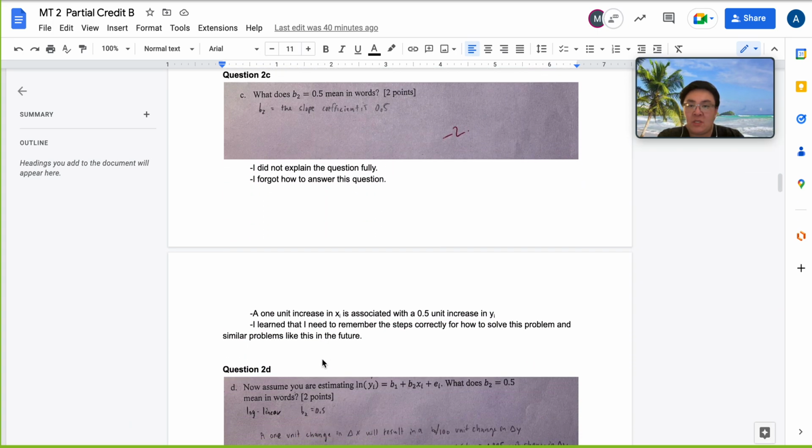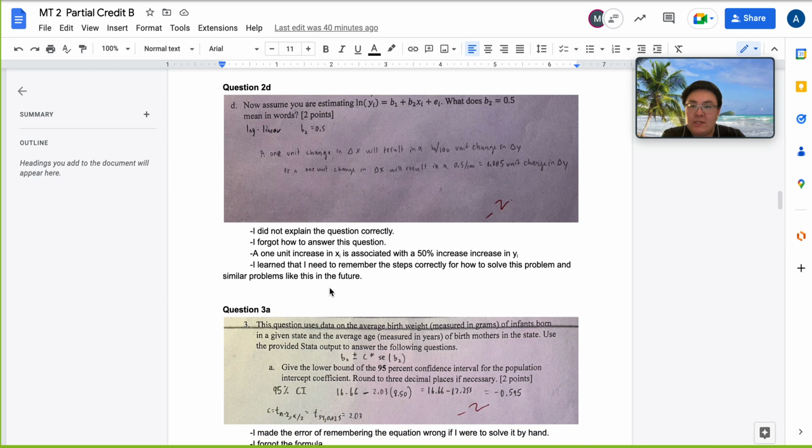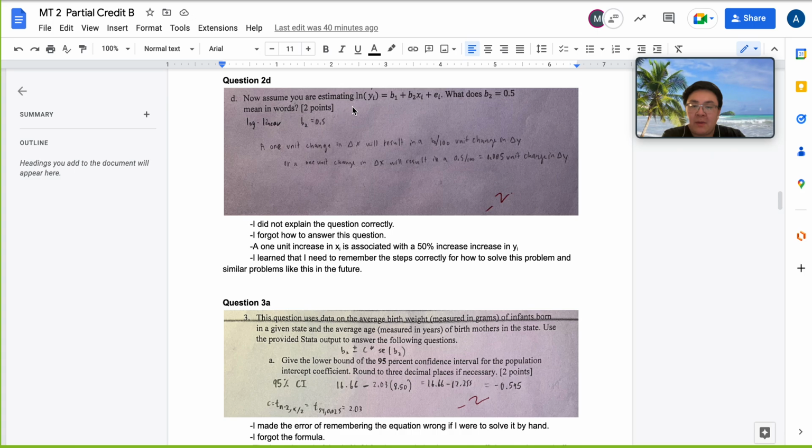For question 2c here, it says, what does B2 equal to 1/2 mean in words? It means that a 1 unit increase in xi is associated with a 1/2 increase in yi. For question 2d, it is asking us, now that we assume we are estimating the log of yi is equal to b1 plus b2 xi plus ei, what does B2 equal 1/2 mean in words? Since this is a log linear function, it means that a 1 unit increase in xi is associated with a 50% increase in y.